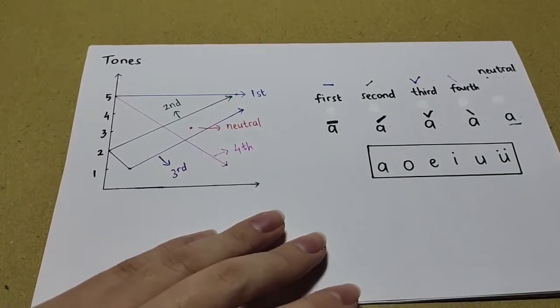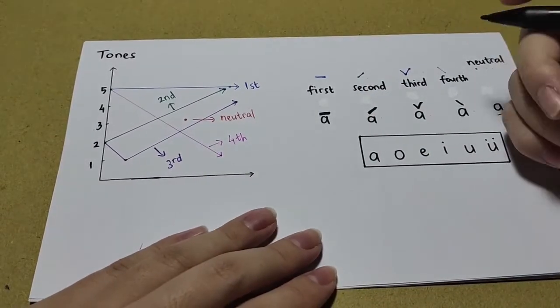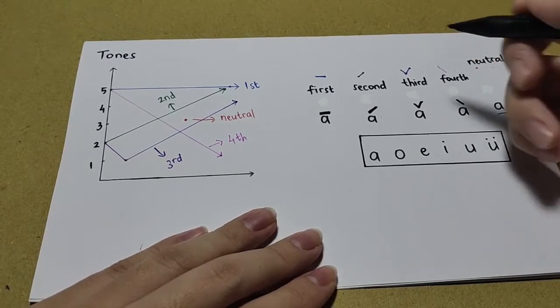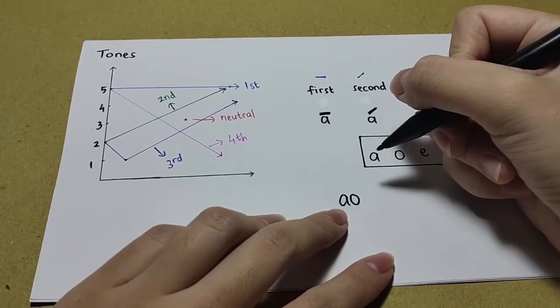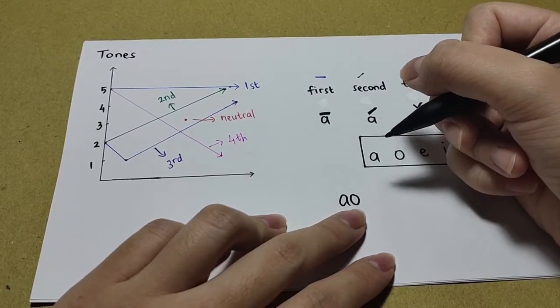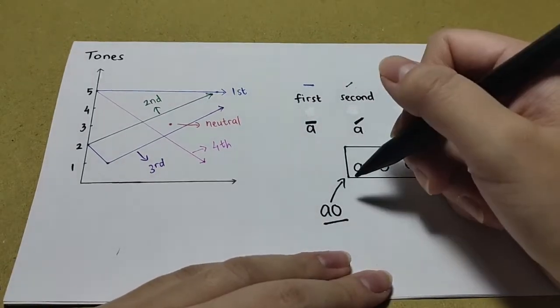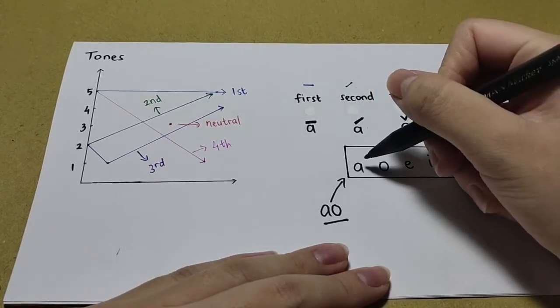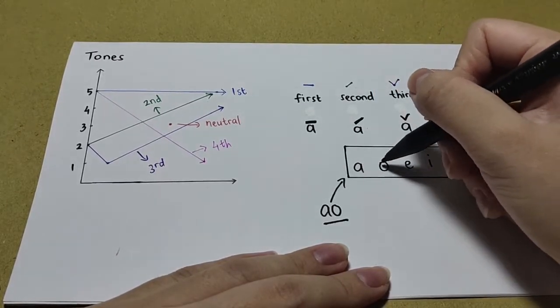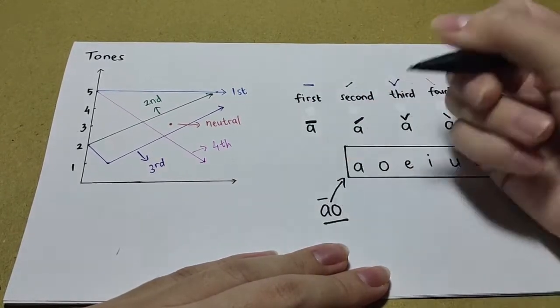So we have already learned that we always put the tones on top of vowels, right? But how about if there are more than one vowel in one syllable? For example, like this. So there are A and O in one syllable. Where should we put the tones? The answer is we need to look at the simple vowels order. And as we can see here, A comes before O. That's why we put the tone on top of A.